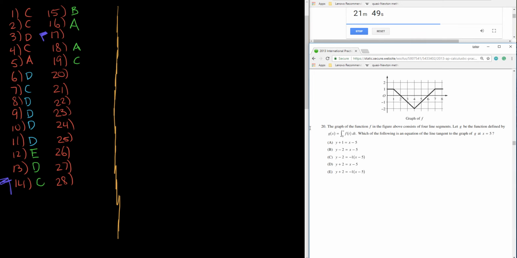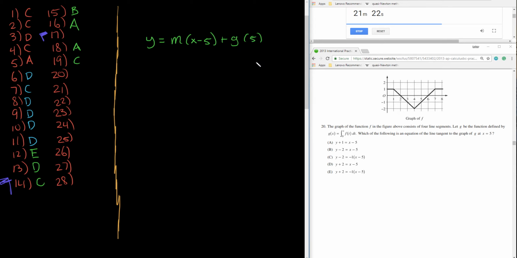The graph of the function f in the figure above consists of 4 line segments. Let g be the function defined by g of x is the integral from 0 to x of f of t. Which of the following is the equation of the line tangent to the graph of g at x equals 5? Okay, so from 0 to 5. First of all, for the line tangent, we need the actual value at g of 5 plus the slope times x minus 5. So this is what we're looking to fill in.